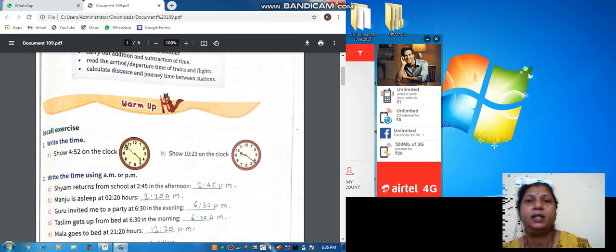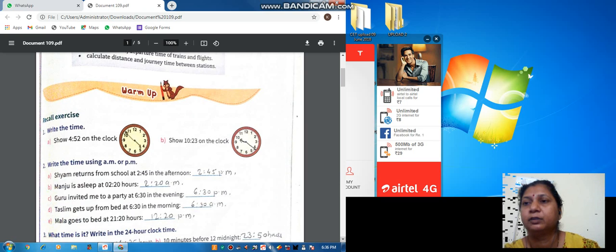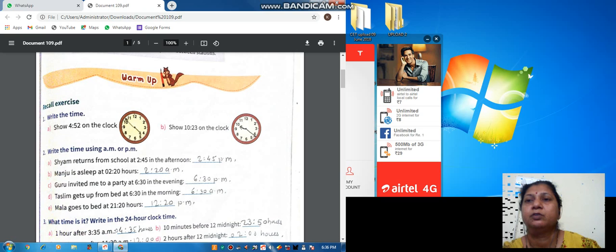So once again I will repeat, you have to do the recall exercise in your book only. Okay, so let's start the second question. Fine. So write the time using AM and PM. Now see here, we use AM from midnight to midday, and after midday, that is afternoon 12 to midnight 12, we use PM. Right? So let's start.